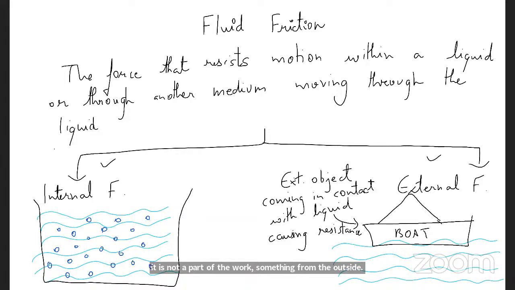Okay. More examples can be a big wooden box floating in the water, or a swimmer who is swimming in the water. Those are also examples of external fluid friction, basically. Okay. Now, one more thing I want to explain to you all. Hope now it is clear to you.